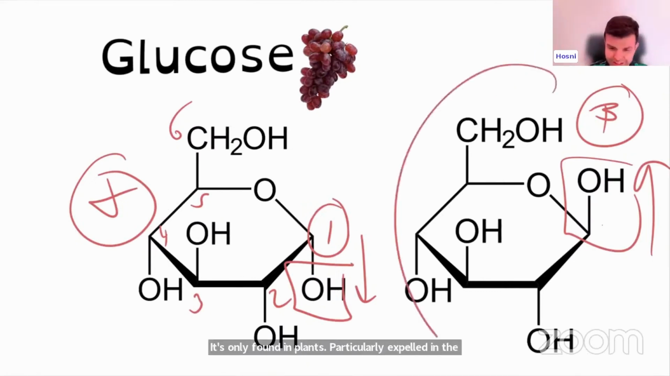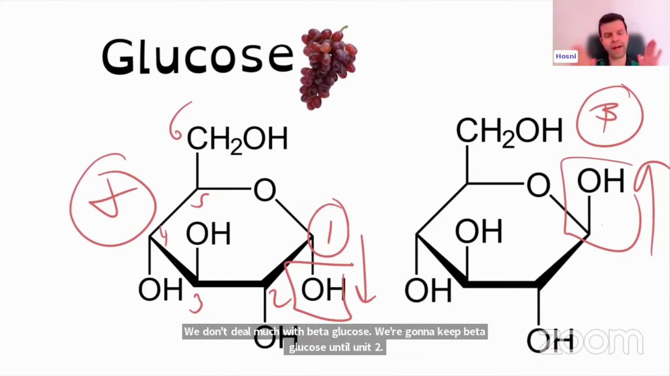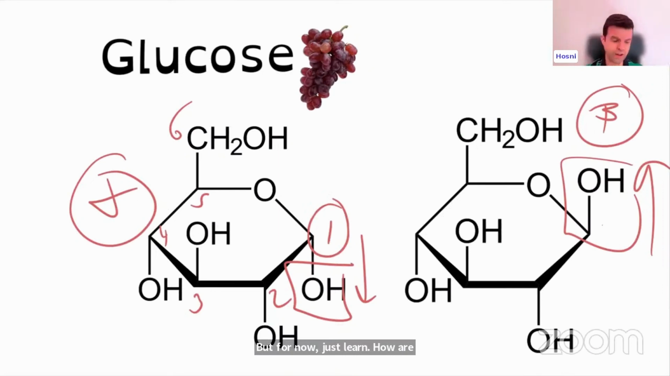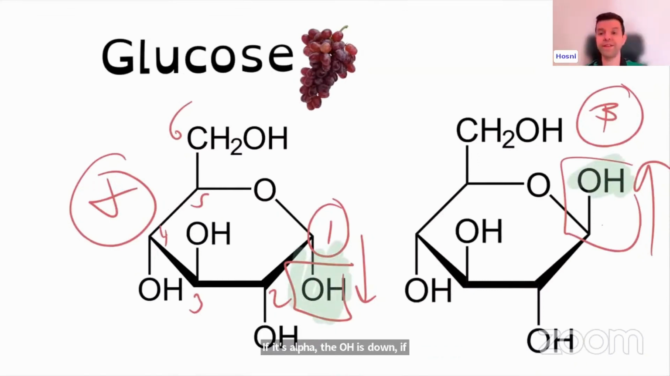Okay? We don't deal much with beta glucose. We're going to keep beta glucose until unit 2. But for now, just learn how you would identify them. The only difference between alpha and beta is this first carbon. If it's alpha, the OH is down. If beta, the OH is pointing up.